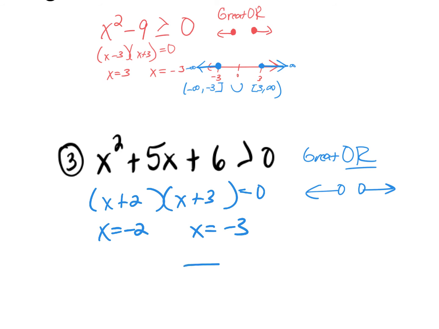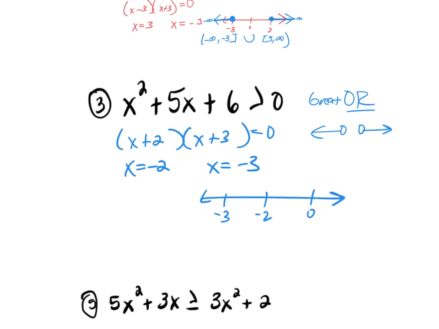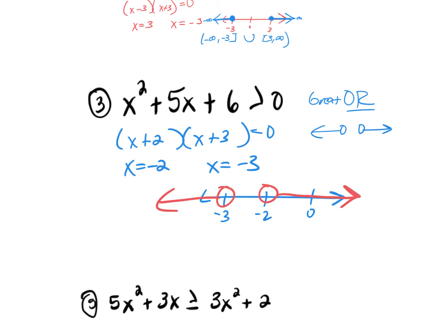Okay, so let's draw a number line. I have -3, I have -2, and I have 0. What kind of dots do I have? Open at both of those. Or tells me to color which direction? The opposite direction. Yes, ma'am.